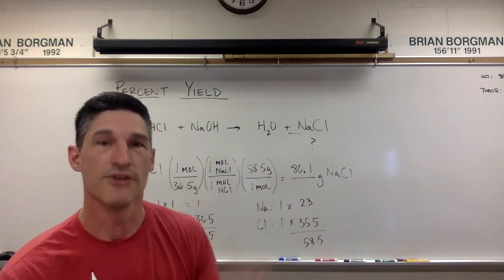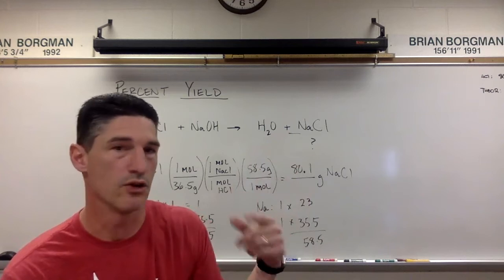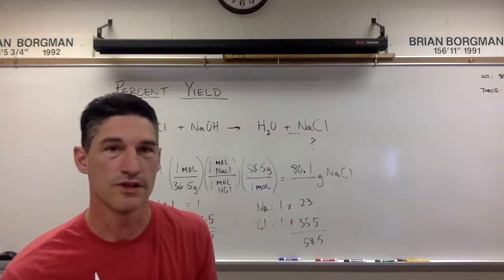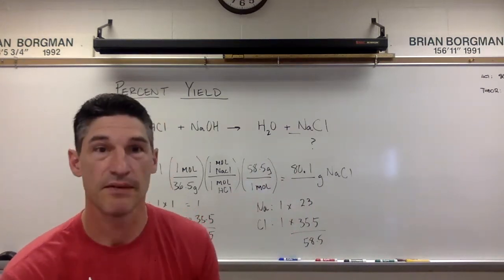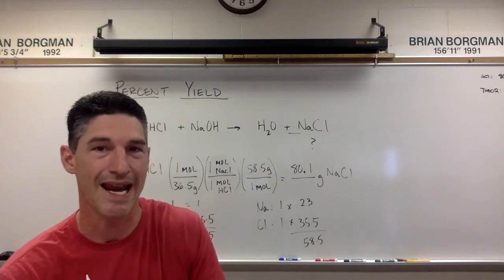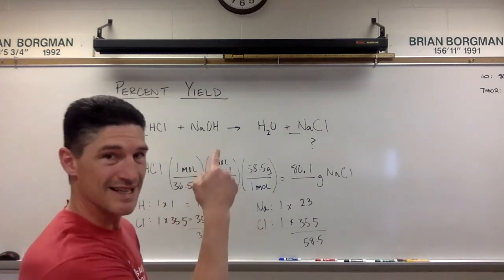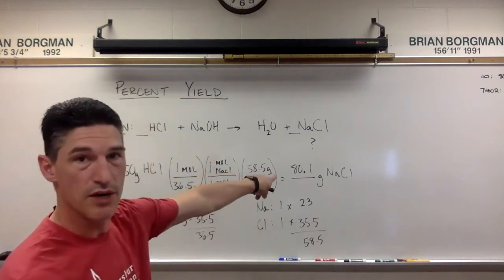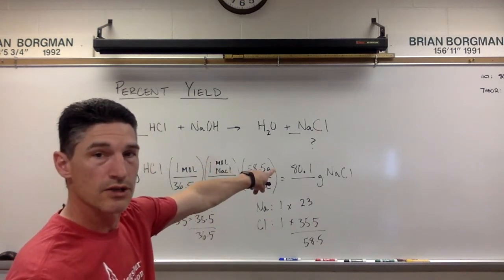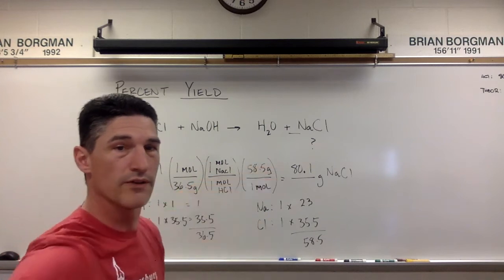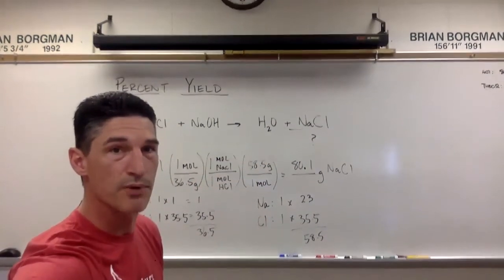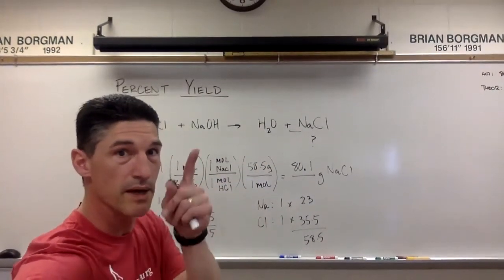Well, what if you did this reaction in the lab? You go to the lab, we do it, you measure everything out, you get salt, and let's say you got 75 grams. You didn't get 80, you got 75. So in order to figure out our percent yield, we're gonna need this theoretical number, okay? So give me 1 second, and I'm gonna set up the next part of the problem. So we pause this, and I'll be right back.